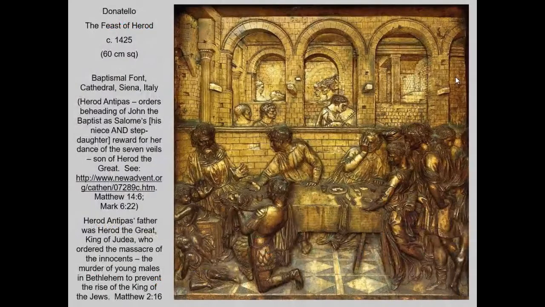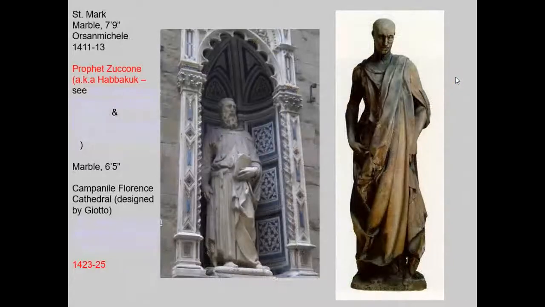Donatello was also quite gifted at relief sculpture. This is cast bronze relief. And he did a number of pieces for the campanile, the bell tower at the Florence Cathedral. And so the bell tower has niches, these sort of semicircular depressions in the wall, decorated with all kinds of fancy architectural details, but they would house sculptural statue forms. So this is his sculpture of St. Mark, and the one to know for the test is the prophet Zuccone, also known as Habakkuk.